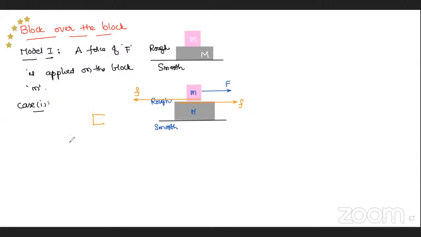One block is placed on the other block. Normal reaction, we write like this on one, and on the other one we draw like this, normal reaction. Same way, contact force we have to draw on both in the free body diagram. If you want to discuss both separately, not combinedly, then I have to take it like this, the free body diagram.